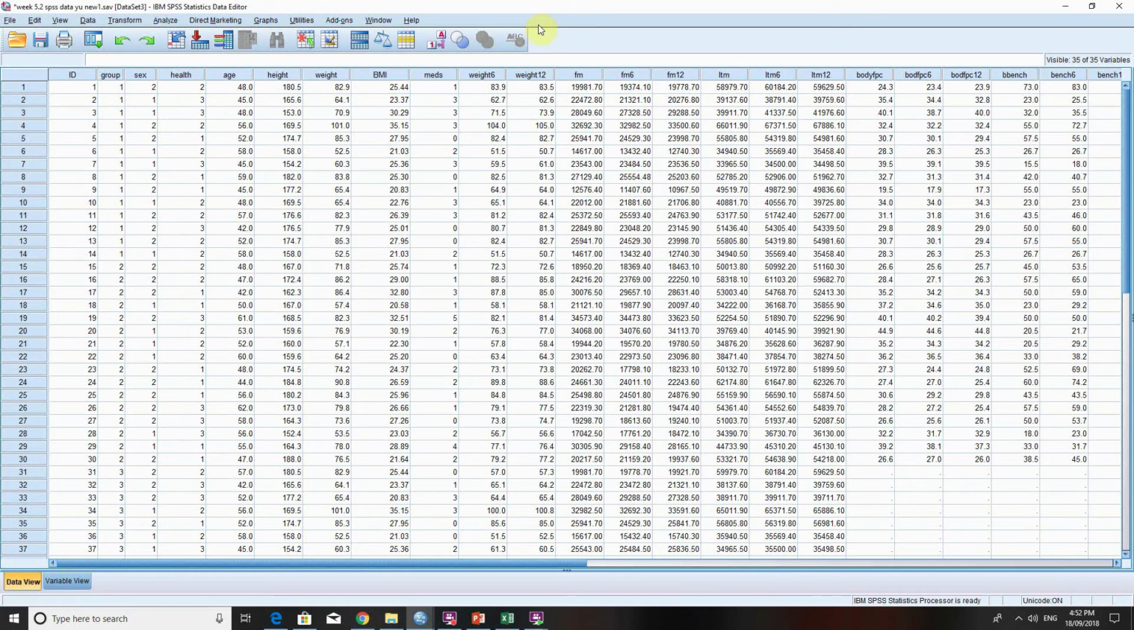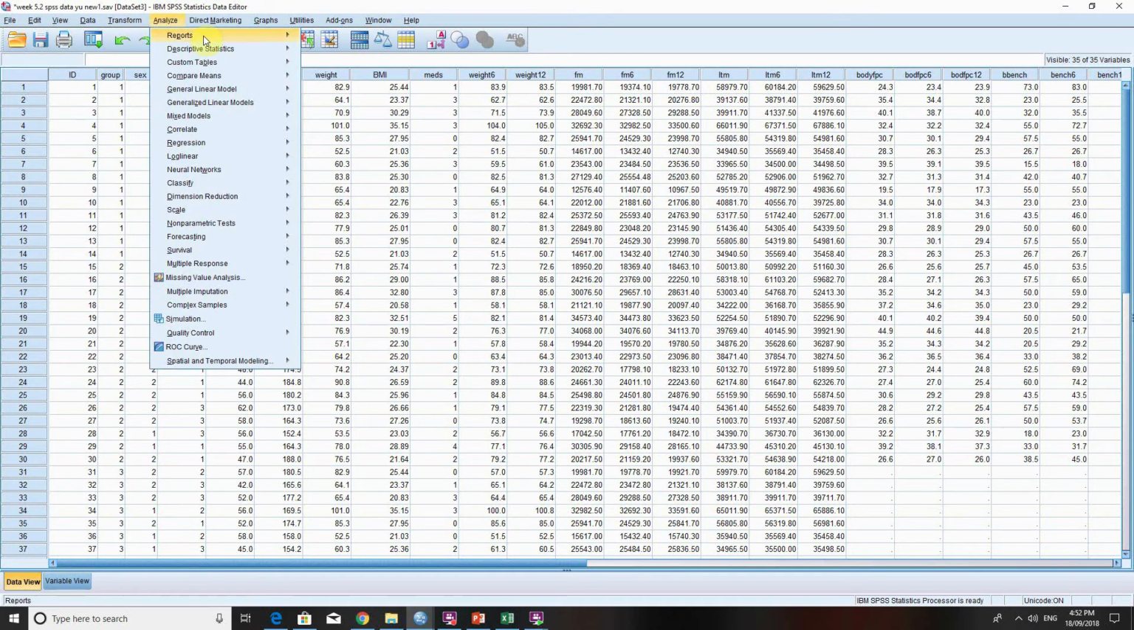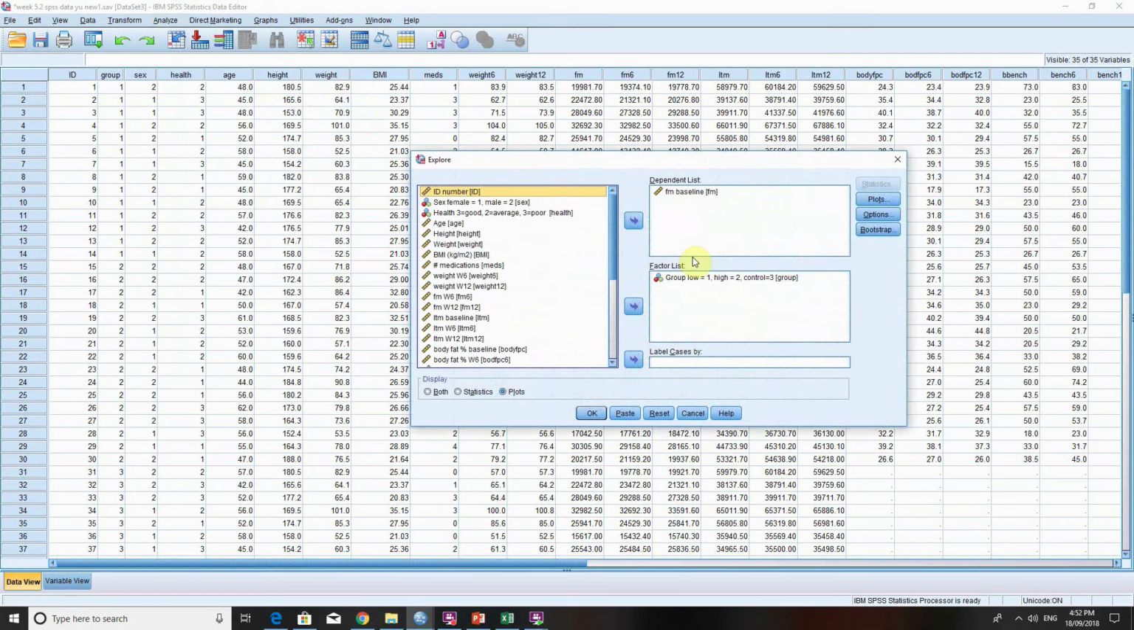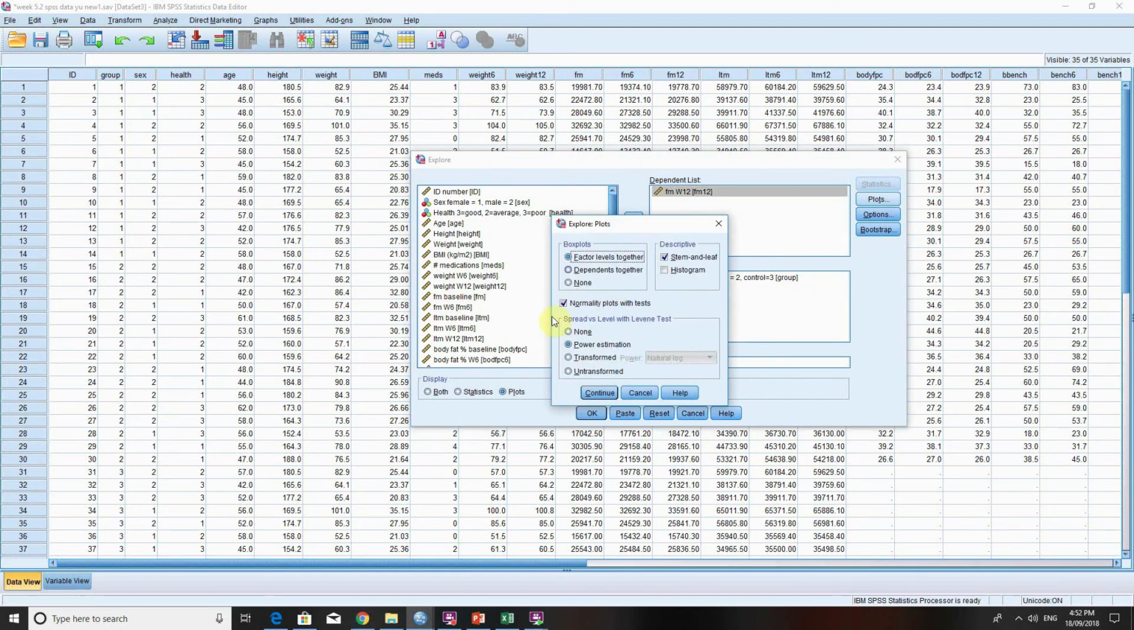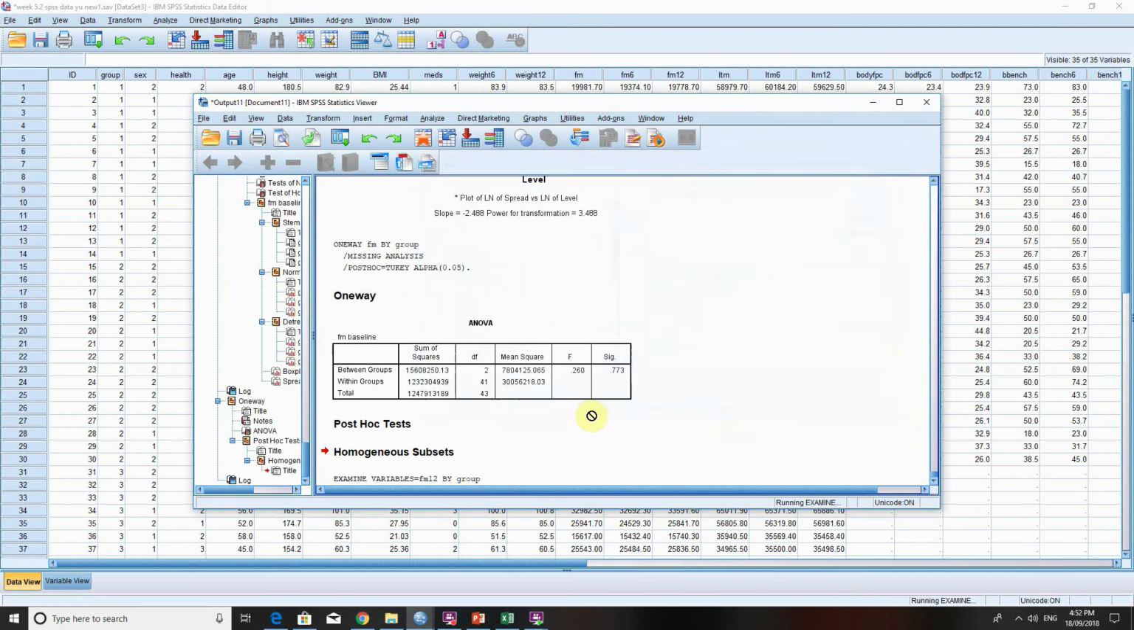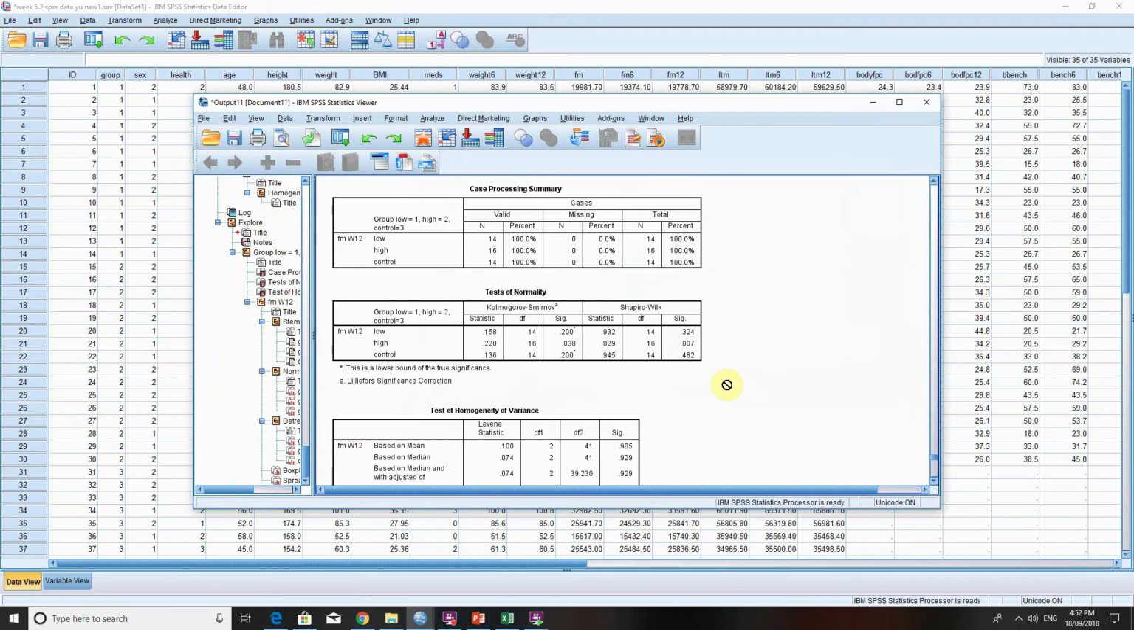So let's ask another question with 3 groups. Let's look at fat mass at week 12 rather than baseline. So let's do Analyze, Descriptive Statistics, and Explore, and we'll pop in fat mass at week 12. All the right things are ticked. We'll go OK. And here we can see that in the high group for fat mass, we have a significant result, which means that fat mass at week 12 for the high group was not normally distributed. So I have to use non-parametric testing because just one of these groups failed the normality test.